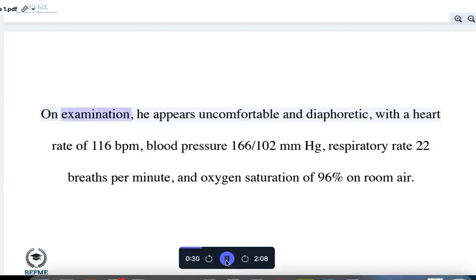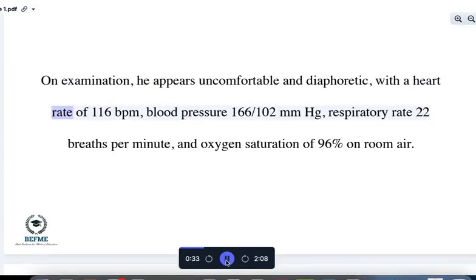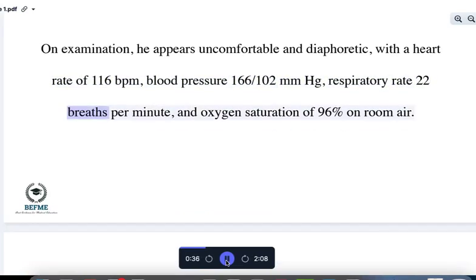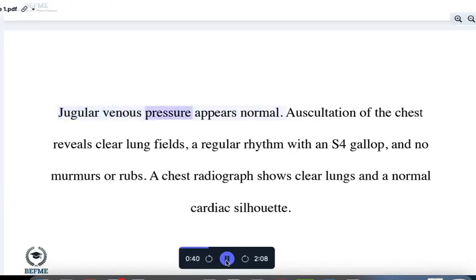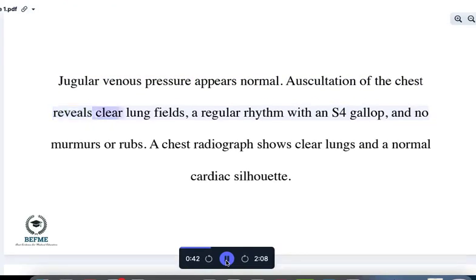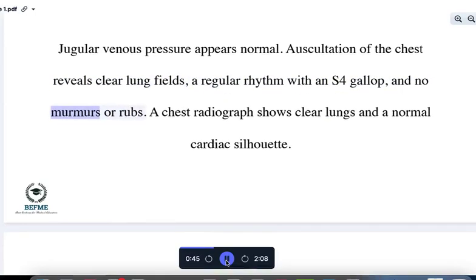On examination, he appears uncomfortable and diaphoretic, with a heart rate of 116 bpm, blood pressure 166/102 mmHg, respiratory rate 22 breaths per minute, and oxygen saturation of 96% on room air. Jugular venous pressure appears normal. Auscultation of the chest reveals clear lung fields, a regular rhythm with an S4 gallop, and no murmurs or rubs.